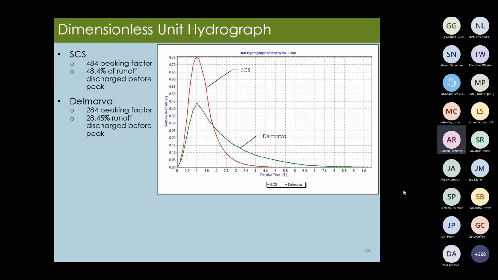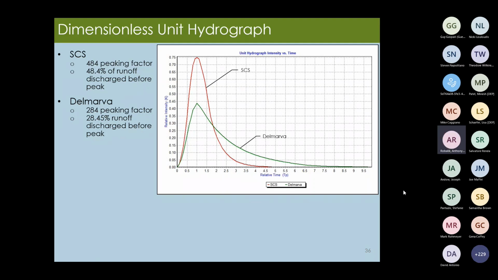The second commonly used dimensionless unit hydrograph is the Delmarva unit hydrograph. The Delmarva hydrograph is suited for the flat coastal areas in Delaware, Maryland, and Virginia, which is where it got its name, but it's also applicable to those same areas in New Jersey. So shown here is a comparison of the SCS and Delmarva unit hydrographs. When calculating the peak flow using the Delmarva hydrograph, we use a constant shape factor that is lower than that for the SCS unit hydrograph. So if we broke down each individual equation to develop the Delmarva, its shape factor is around 284 or 285, depending on the software used.